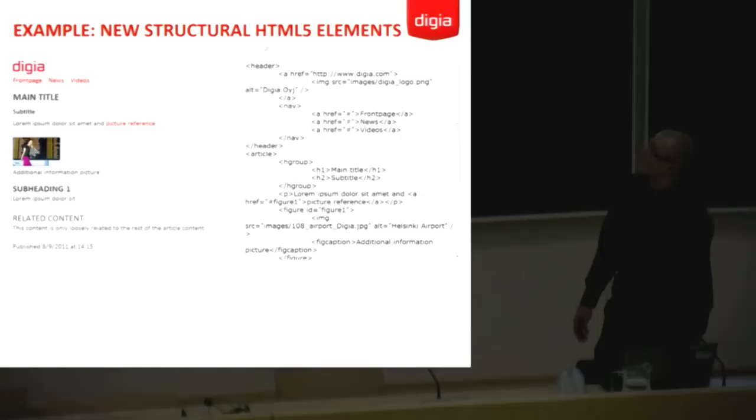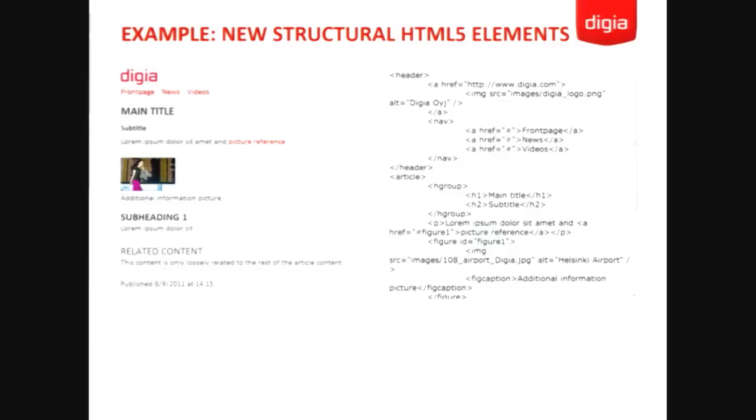Here we have an example. As we can see, we have a header. It just implies that this is the top area of this article or section or web page or whatever. It can include anything you like. It just tells that this is the header area.